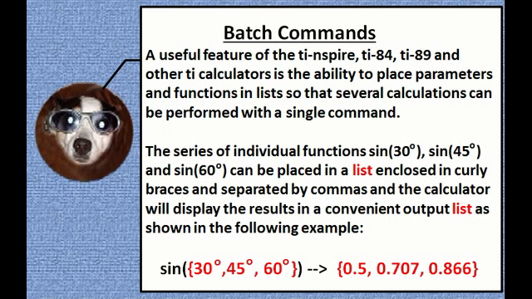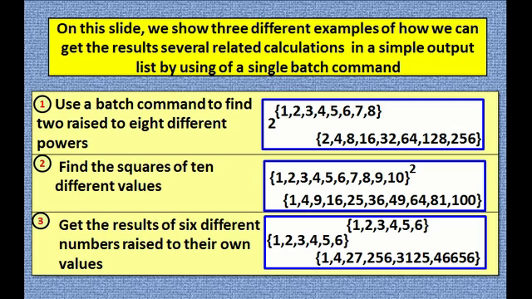As shown, the sine of 30 degrees is 0.5, the sine of 45 degrees is 0.707, and the sine of 60 degrees is 0.866. On this slide, we show three different examples of how we can get the results of several related calculations in a simple output list by using a single batch command.